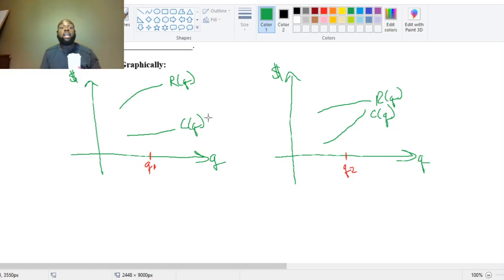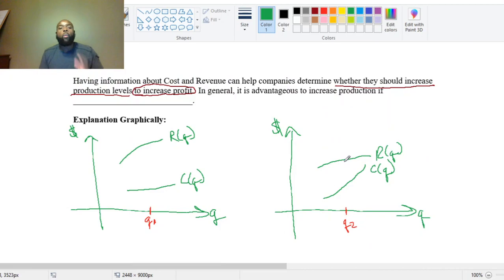What I'm going to focus on is the steepness of these lines. So make sure that this R of Q is steeper than the C of Q here, and then this R of Q is flatter and the C of Q is steeper in this example. The distance between them doesn't matter for now, okay? All right, so in one of these scenarios, I want to increase production. In the other scenario, I don't want to increase production, right? We want to always increase production if profit is increasing.